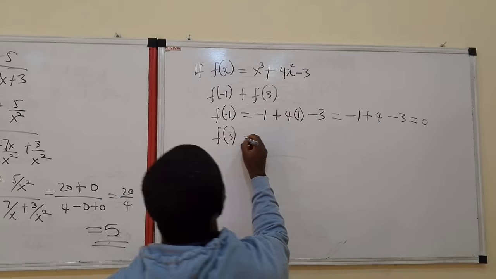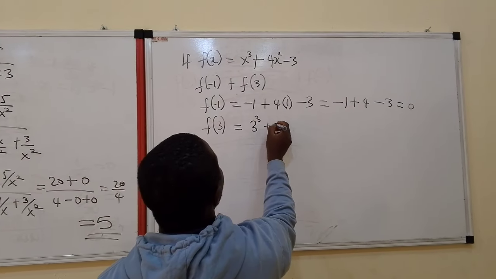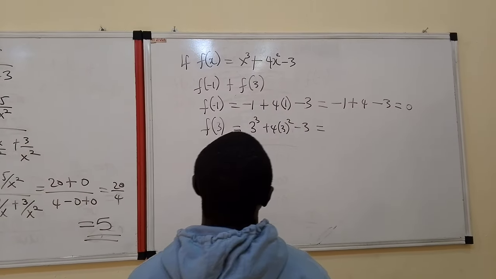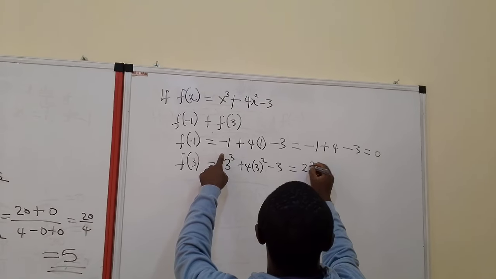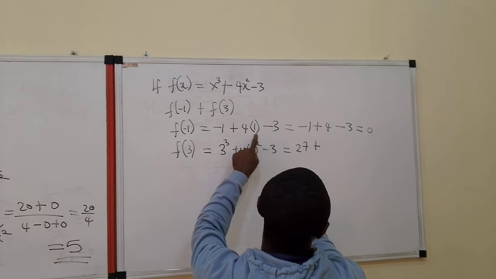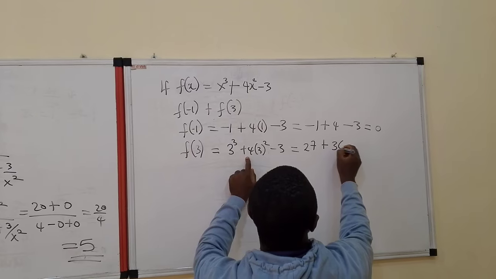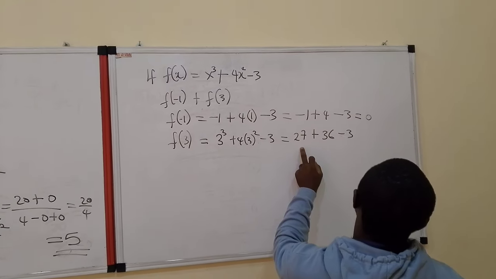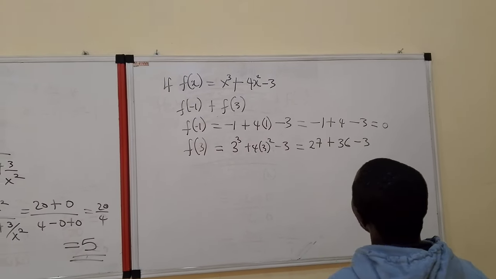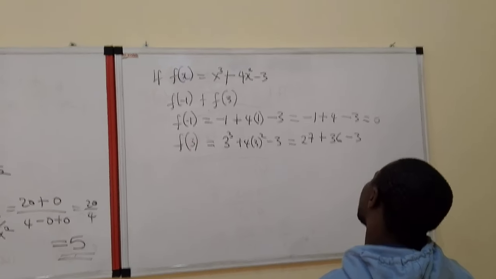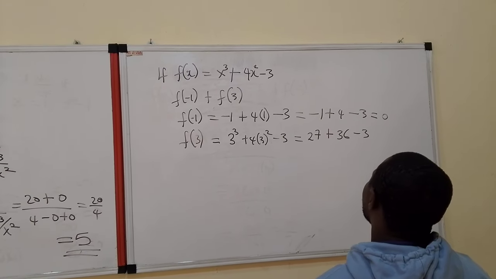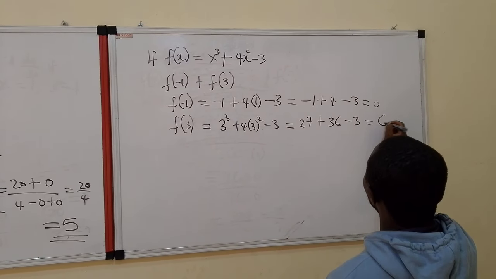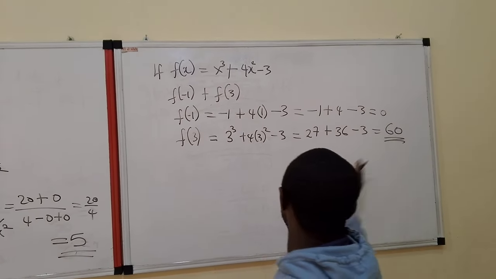F of 3 now becomes 3 raised to the power 3 plus 4 into 3 squared minus 3. This will now give me 3 cubed is 27 plus 3 squared is 9. 9 times 4 is 36 minus 3. So here I have 27 plus 36. That will give me what? 27 plus 36, that will give me 7 plus 6 is 13. That will give me 63. 63 minus 3, that will give me 60. So I have 60 there.